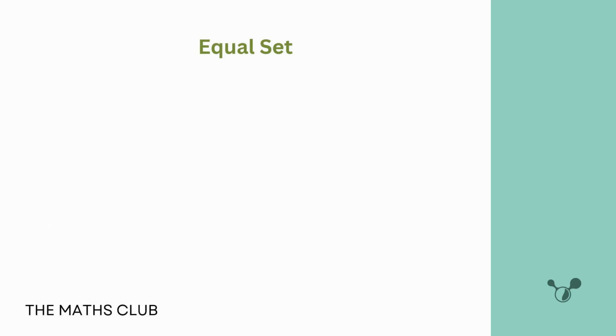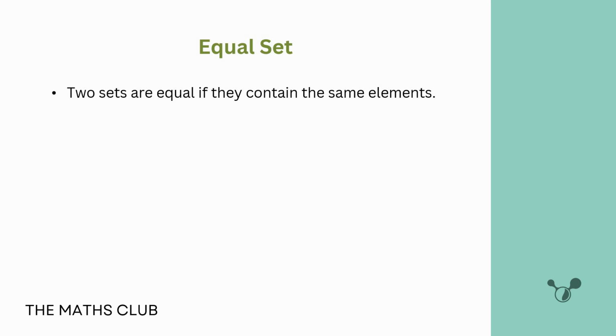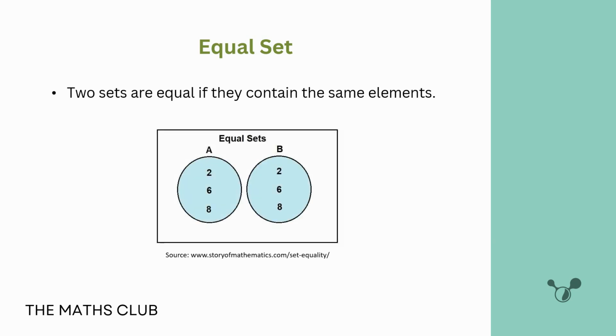What does it mean when we say two sets are equal? Two sets are equal if they contain the same elements. A good example is, look at this set A and look at set B. If I want to list out the elements of set A, I will say the elements are 2, 6 and 8. If I want to list out the elements of set B, I'll say the elements are 2, 6 and 8. So you can see, because they contain the same elements, it is called an equal set.